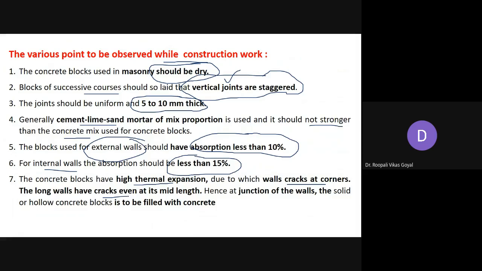So hence, to avoid this thermal expansion at the junctions of the walls, wherever there are junctions of the walls, the solid or the hollow concrete block is to be filled with concrete. Instead of mortar, you can utilize concrete to fill those particular junctions, just to avoid the cracks due to thermal expansion.